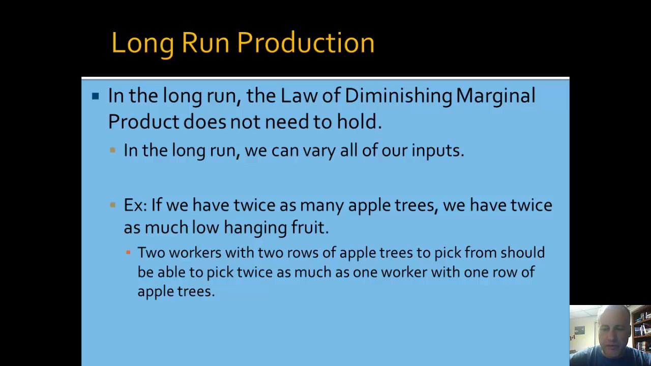So the law of diminishing marginal product is something that we might think of as holding in the short run, but not in the long run. In economics, we define the short run very precisely as the period of time in which some inputs are fixed in supply. In the long run, we can vary all of our inputs in production, but in the short run, we can only vary some of our inputs in production.